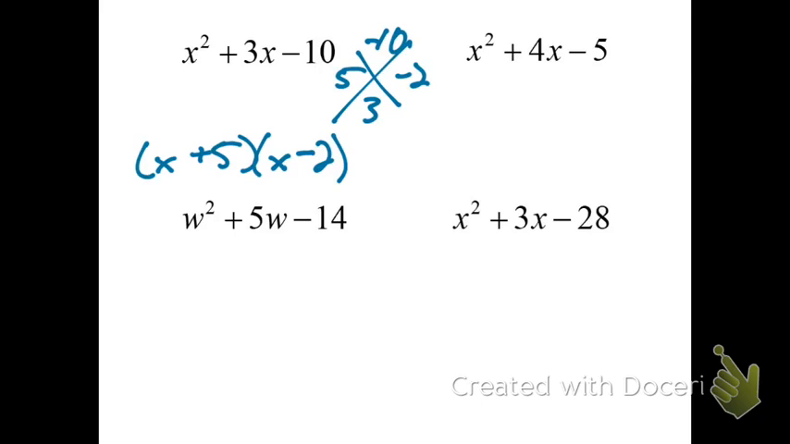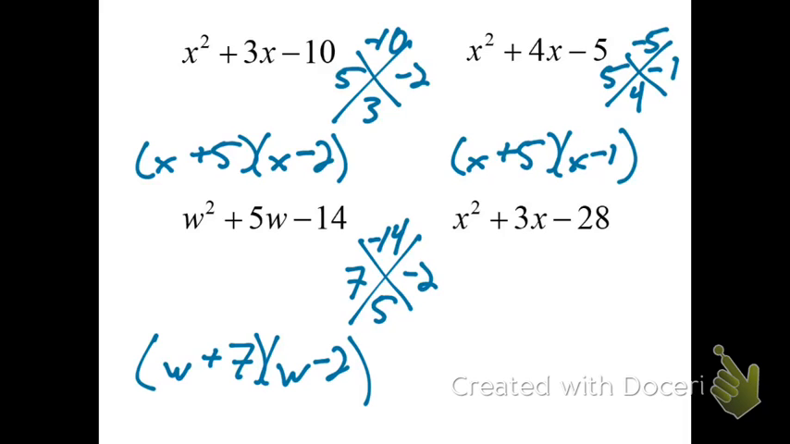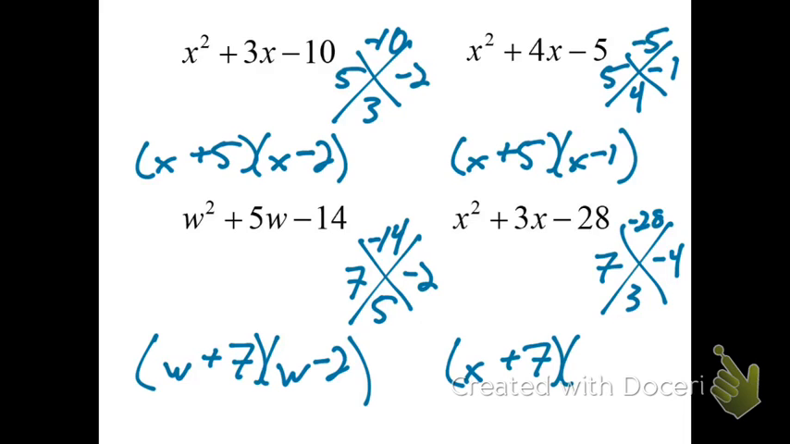Okay, so thank you for pausing. Negative 5 here, 4 there. So this would be a positive 5 and a negative 1. So it would be x plus 5, x minus 1. Here, two numbers multiply to negative 14, add up to a positive 5. That's going to be a positive 7 and a negative 2. So w plus 7, w minus 2. And then here, this is going to be two numbers multiply to negative 28 and add up to a positive 3. So it'll be a 7 and a negative 4. So x plus 7, x minus 4.